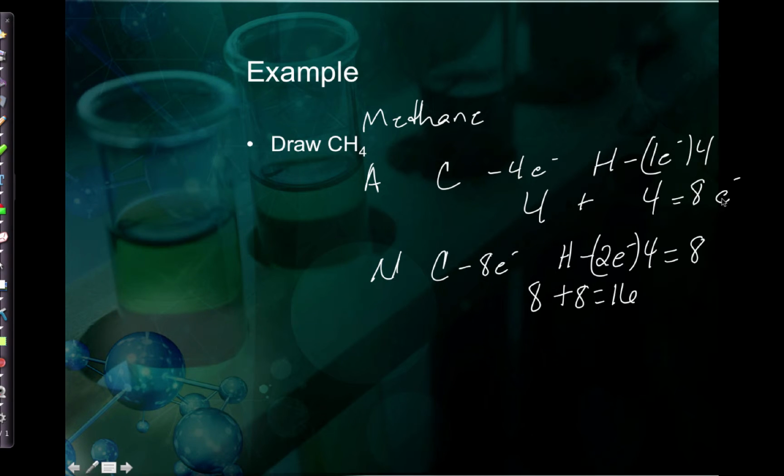So if I want to figure out the number of bonds, I can take my needed electrons and subtract out my available electrons. That gives me 8 electrons. Each bond is 2 electrons, so if I divide that by 2, I'm going to get 4. So I will have 4 bonds in this molecule.